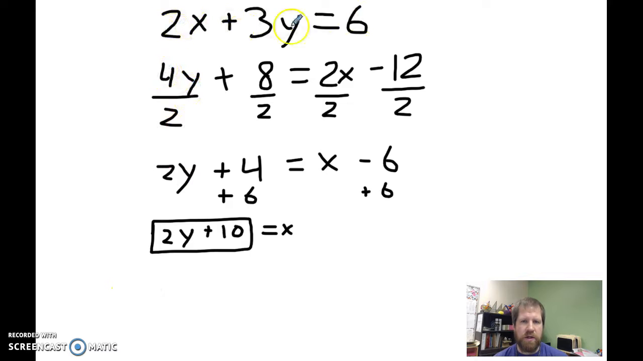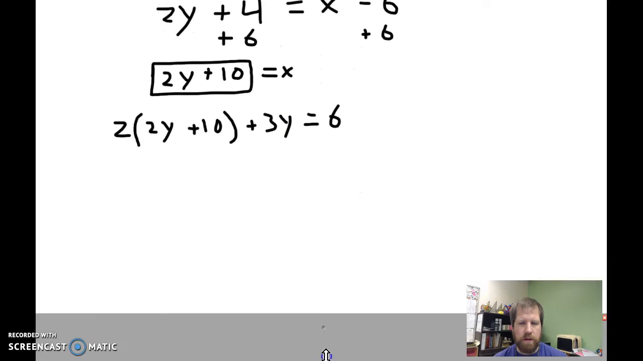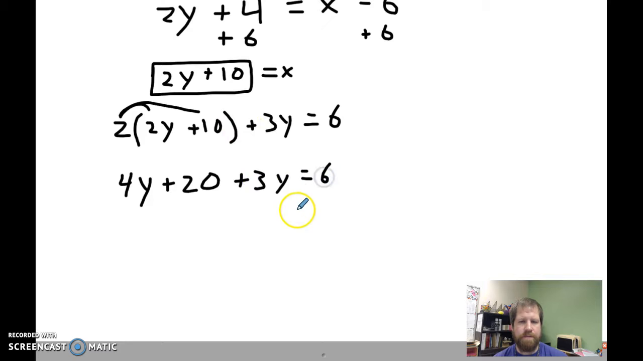This is my other equation, 2x plus 3y equals 6. So I'm going to substitute this in for x. It's got 2 times 2y plus 10, plus 3y is equal to 6. Distribute. 2 times 2y is 4y. 2 times 10 is 20. Then I've got my plus 3y is equal to 6.